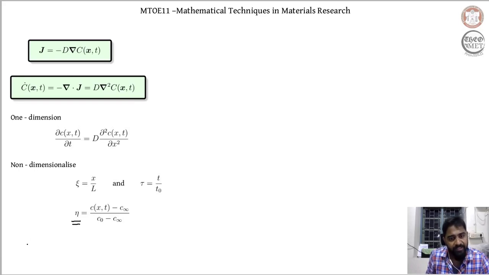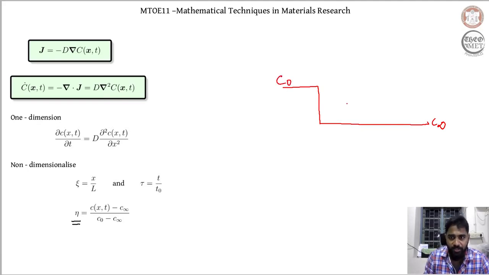So what eta essentially tells is that when I have a concentration profile something like this, this concentration here is the concentration at infinity and this concentration here is the concentration at C0.